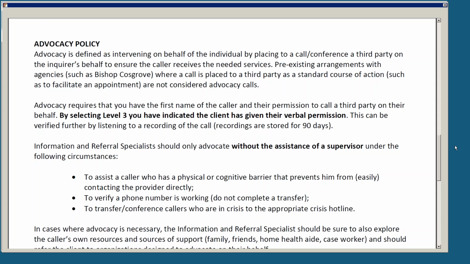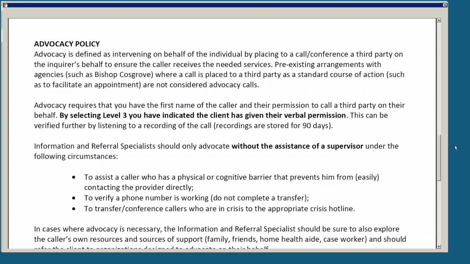Advocacy requires that you have the first name of the caller and their permission to call a third party on their behalf. By selecting level 3, you have indicated the client has given their verbal permission. This can be verified further by listening to a recording of the call.